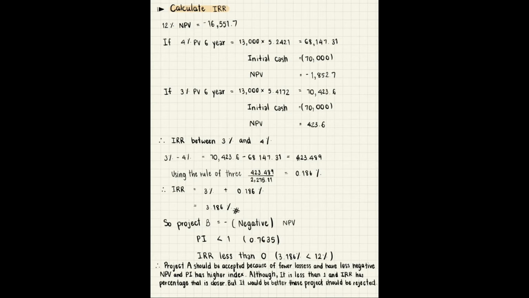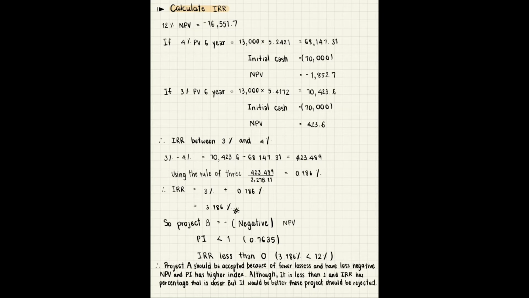So let's move to calculate the internal rate of return. 12% of NPV is minus 16,551.7. So we have to estimate because we have to find what percentage can make NPV equal 0 by decreasing the percentage, because at 12% the answer is too negative. That's why we have to reduce it. If 4%, 13,000 multiply 5.4172 is equal to 68,147, and minus the initial cash outlay of 70,000 is equal to minus 1,852.7, but still negative NPV.